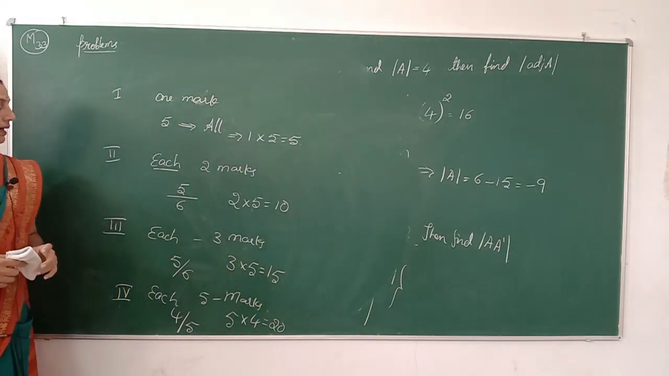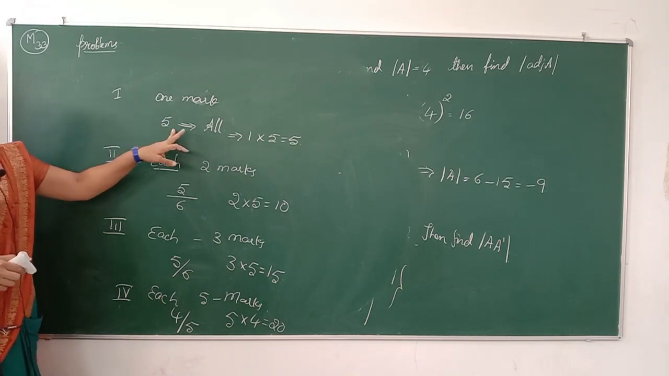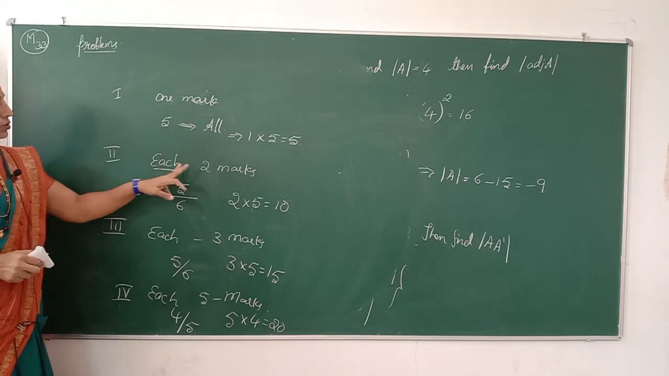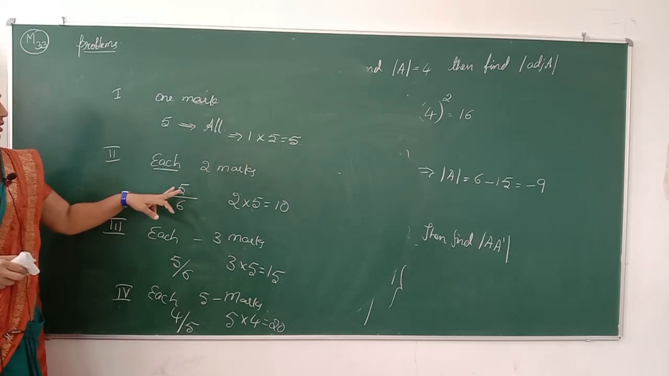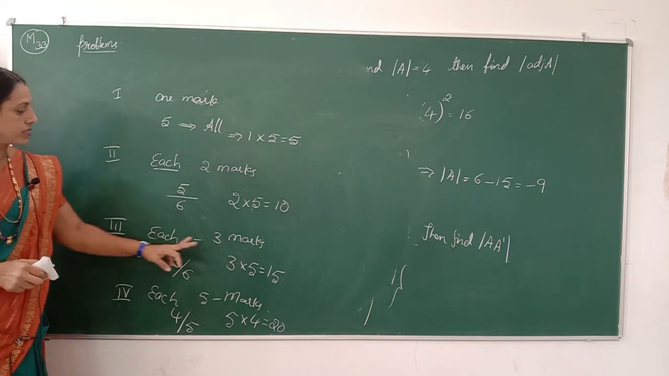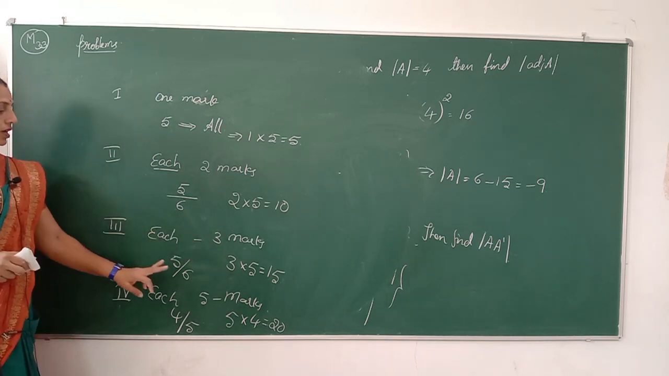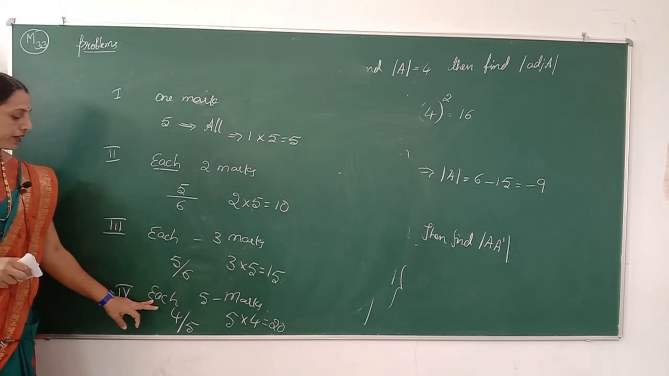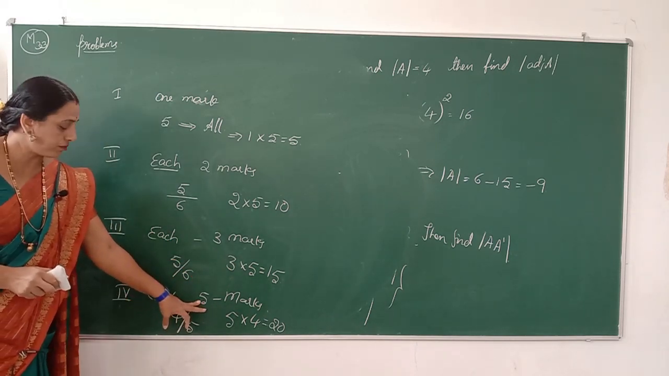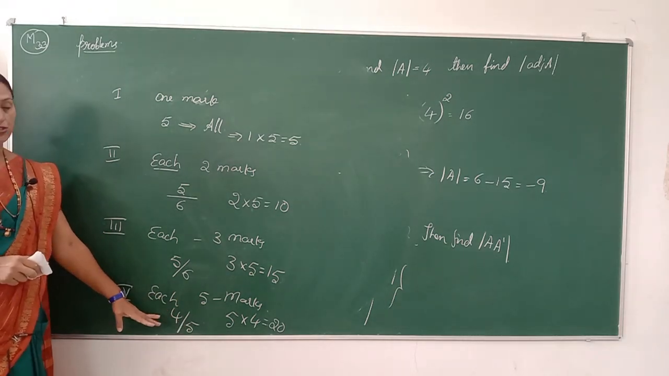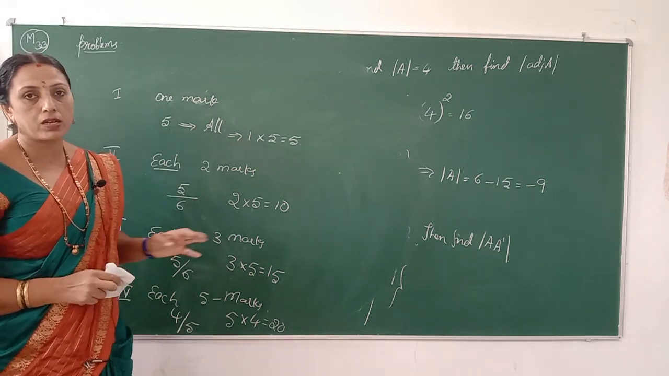These are the pattern of the question paper. In the first main, 1 mark questions, all are compulsory. Second main, each question carrying 2 marks, so 5 can be chosen out of 6 questions. Third main, each question carrying 3 marks, again 5 can be chosen out of 6 questions. And fourth main, each question carrying 5 marks, and 4 questions can be chosen out of 5 questions. So total is a 50 marks question paper.